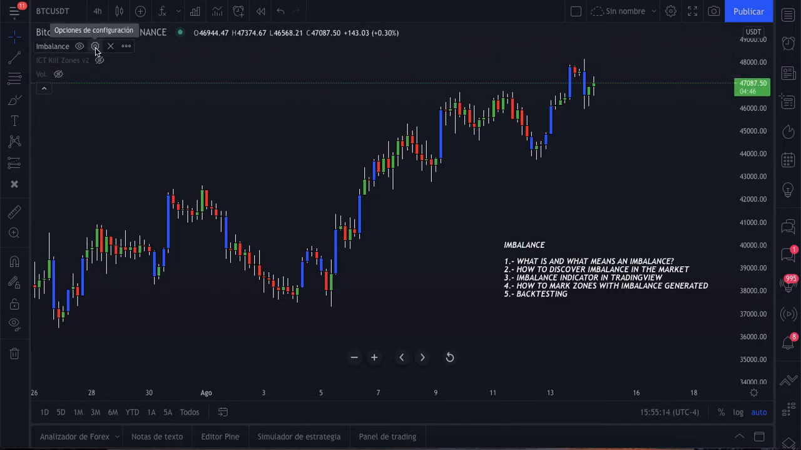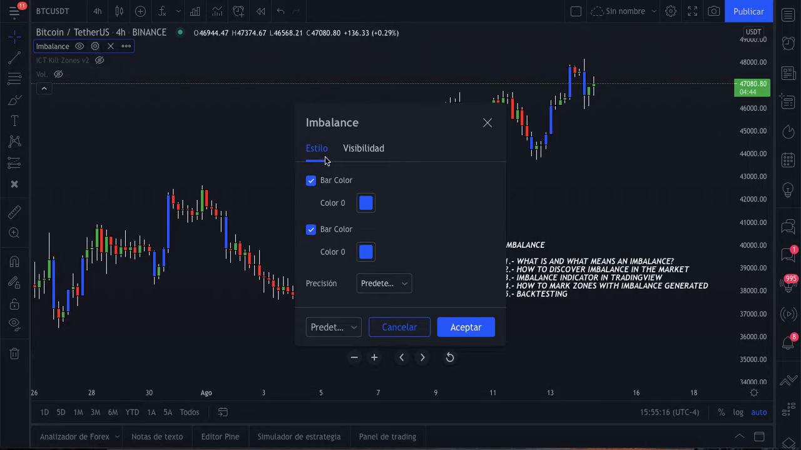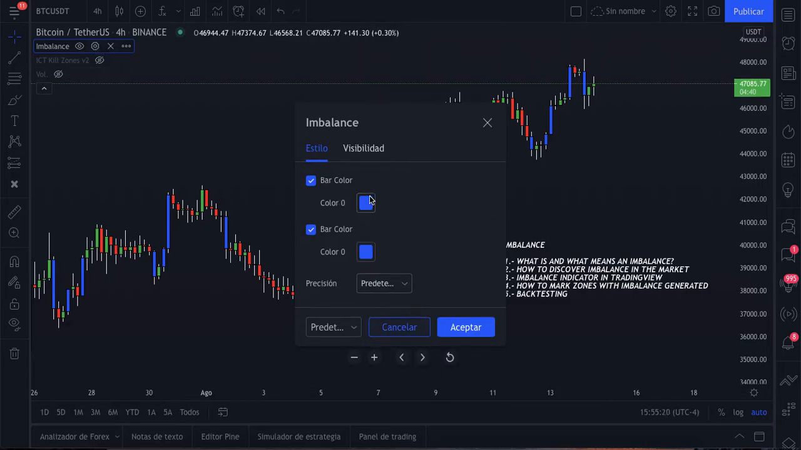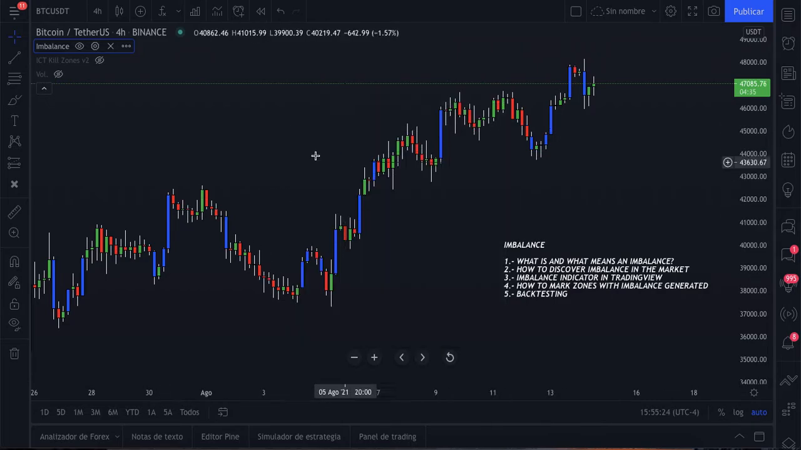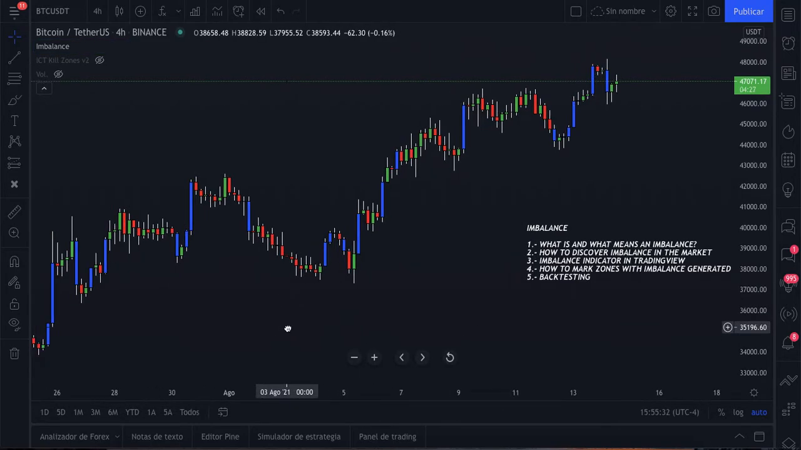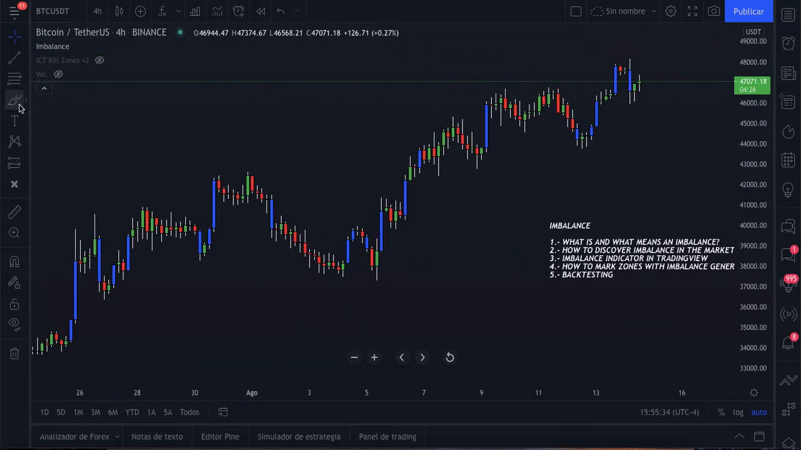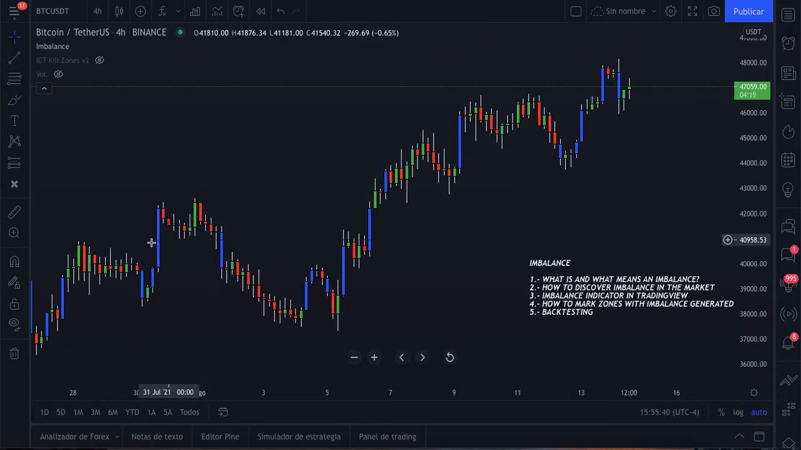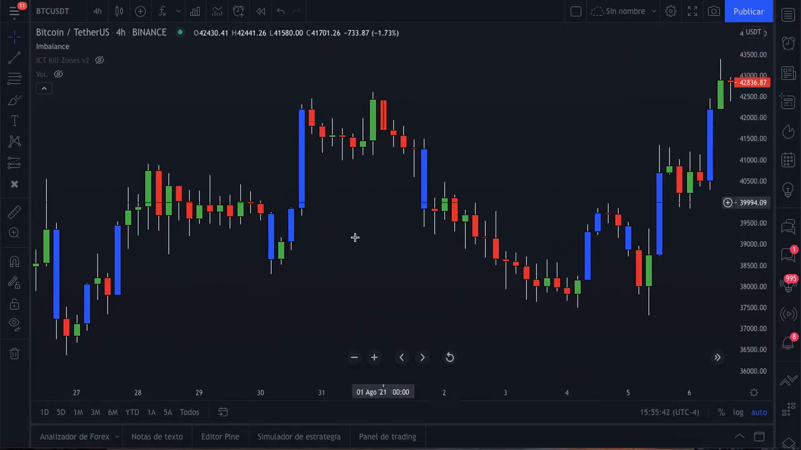You can set it up and use whatever color you want. In this case, I'm using the classic green and red chart, so I will use the blue color to show the imbalance. As you can see, the blue gives us information about the imbalance, and I will show you straight away.